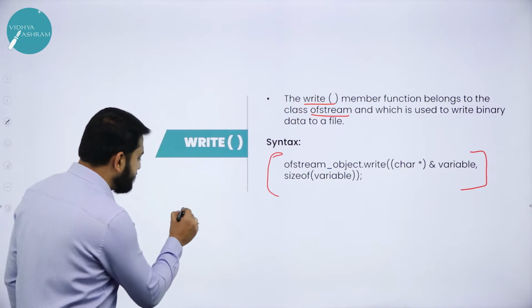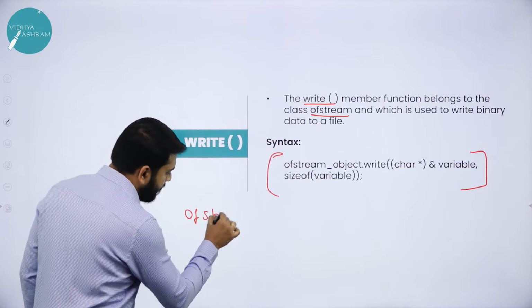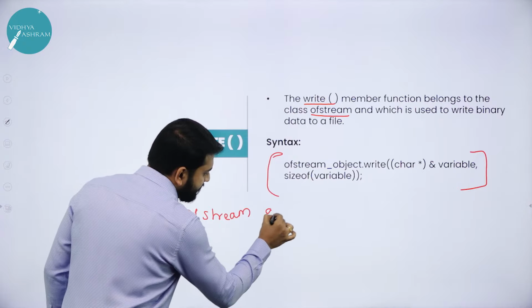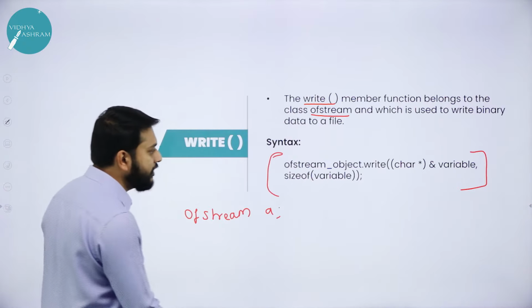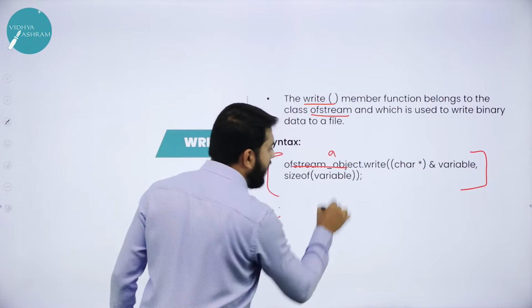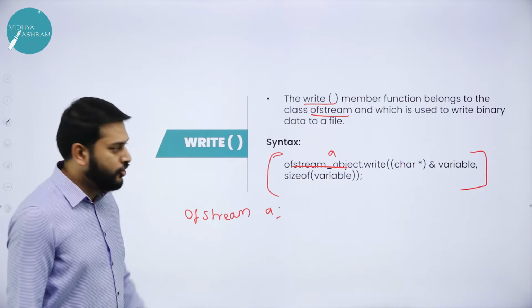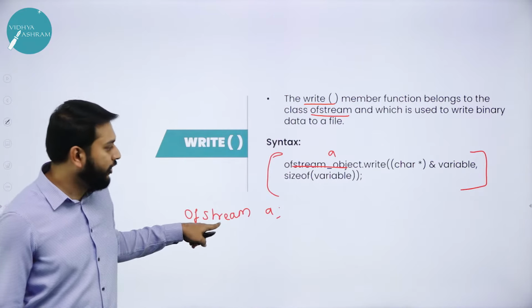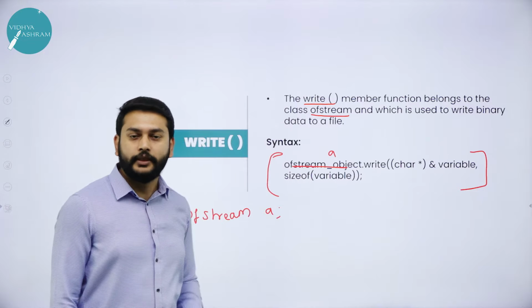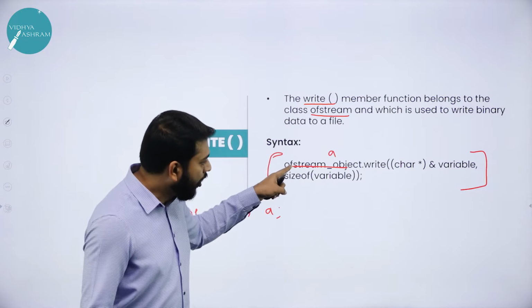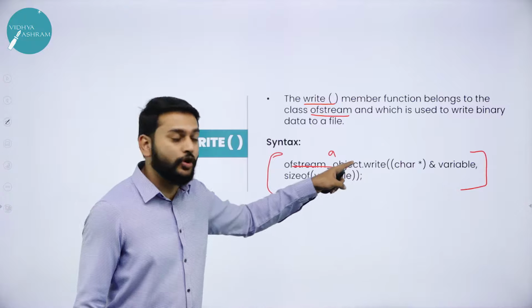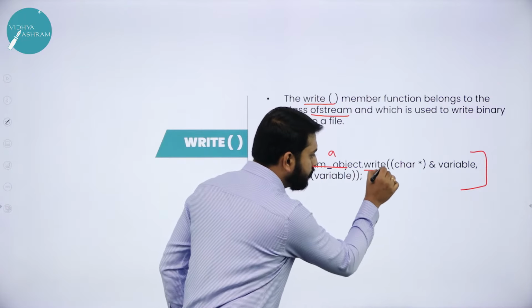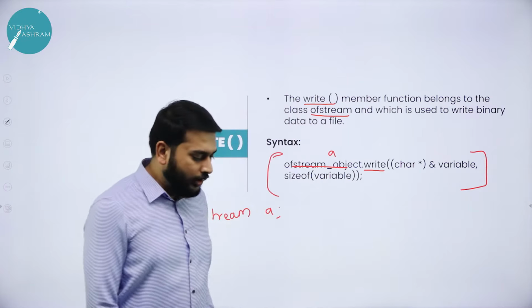Sir, if you just write like this, ofstream, this is the object that I have created. Can I just write like this instead of this line? Can I just write a dot write? Yes, you can write. What is this a? A is an object of ofstream. That is what I'm trying to do here. Got my point? Yes. ofstream object dot write. Write is a function that I'm trying to use. Okay, so fine. All these things are clear.